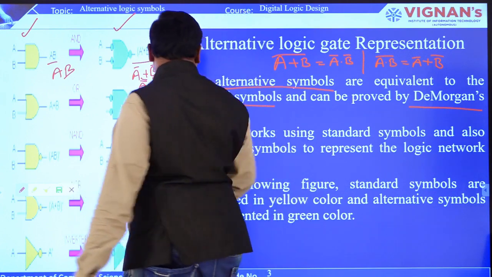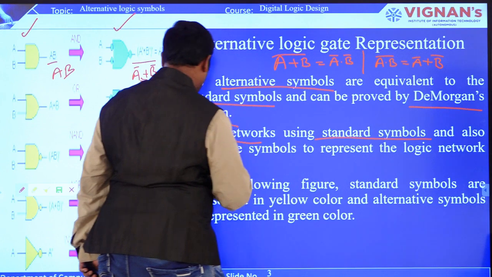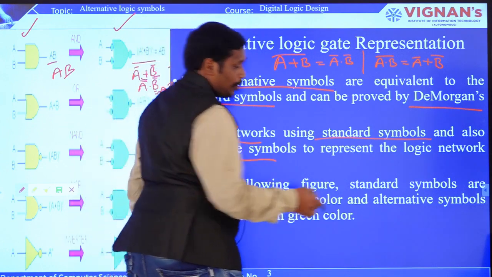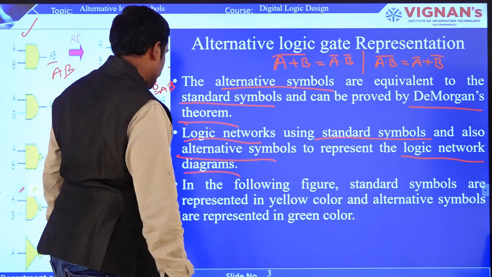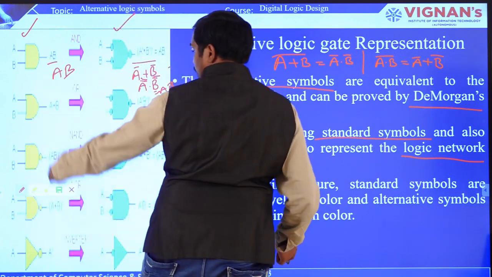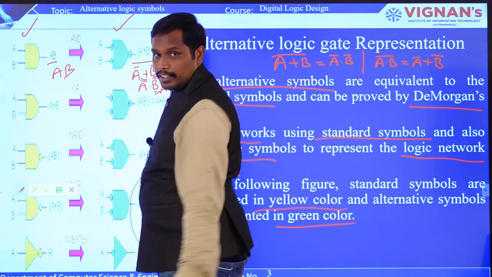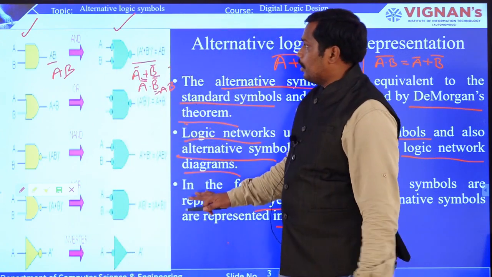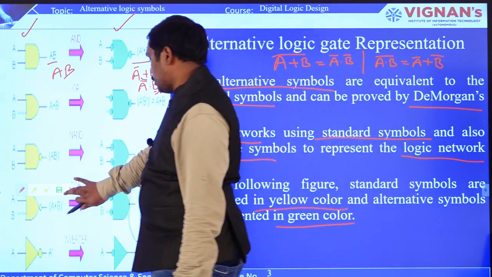Now we see that logic networks can use both the standard symbols as well as alternative symbols for representing logic network diagrams. The standard symbols are presented here in yellow color, and the alternative symbols are represented in green color. So this is how the alternative logic symbols are going to work, right? Now we'll go to the next part.